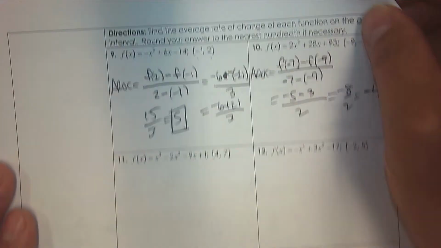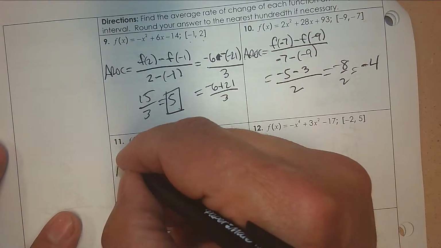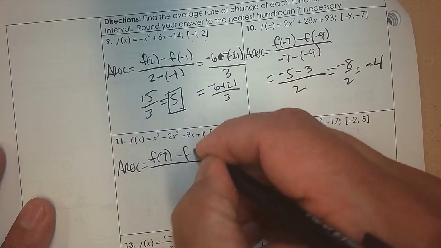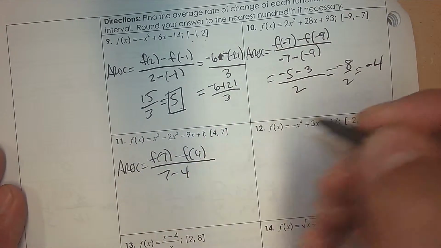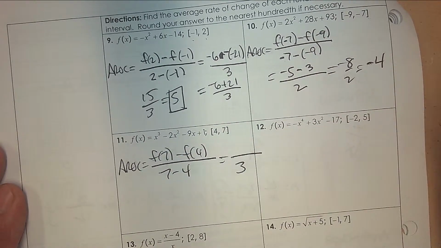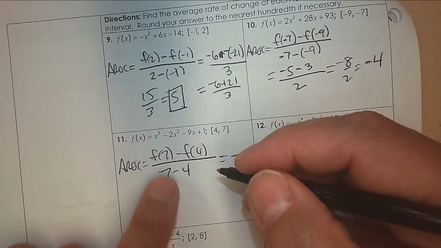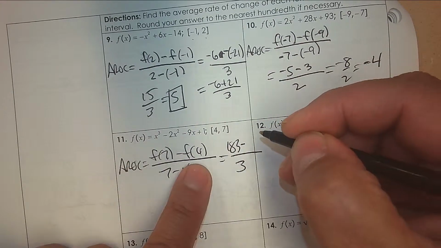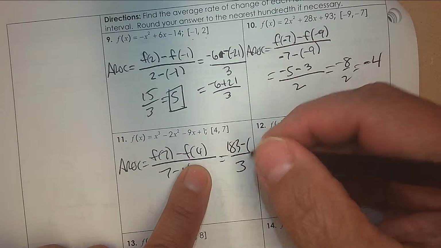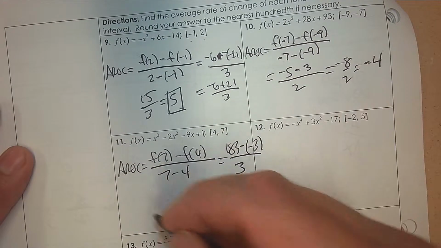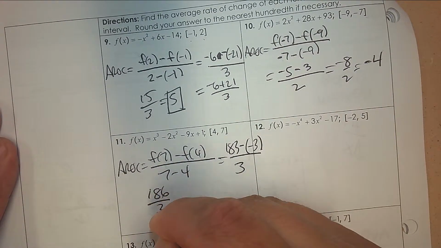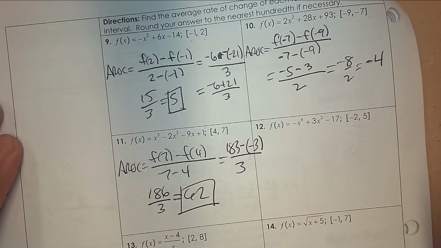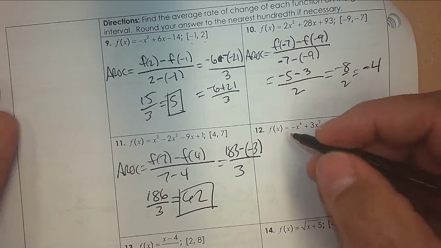Number 11, again, can you set it up to find the AROC? So f at 7, subtract f at 4, and then the bottom's just 7, subtract 4. So I know this is 3. Plug in 7 and get an answer. That's 183. Plug in 4 and get an answer. That's actually negative 3. So when you subtract a negative, you're adding, and then it actually does go in evenly. And the answer is 62. The setup.